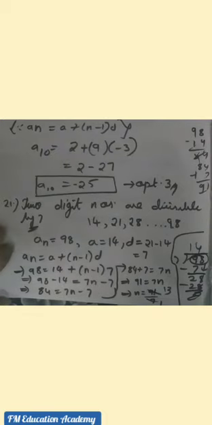Where is the n value as 13 in which option? It is there in the fourth option. So our answer for the 21st question is option 4.